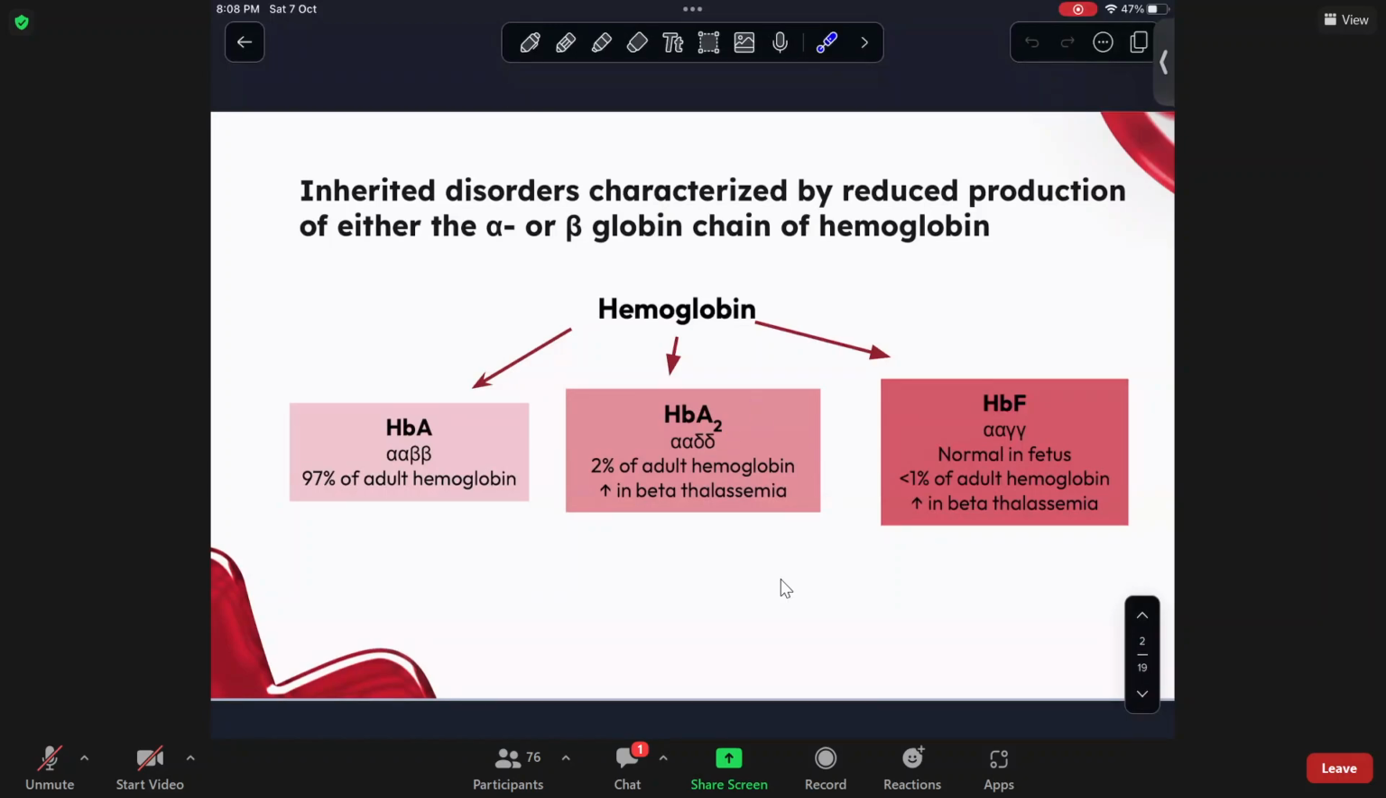Then we have hemoglobin A2. It's two alpha subunits and two delta subunits. It's 2% of the adult hemoglobin, and we see an increase in beta thalassemia, and we will explain it more, inshallah. Then lastly, we have hemoglobin F. This is two alpha subunits and two gamma subunits. It's normal in the fetus, but we can find it in less than 1% of adult hemoglobin.